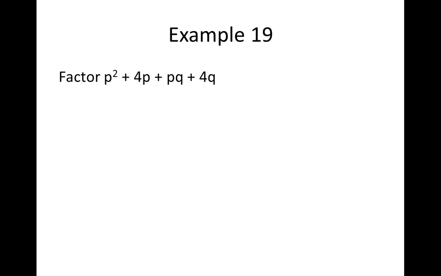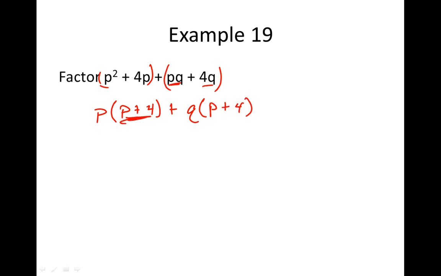We'll just do a few more of these. Example 19. Okay, first grouping, second grouping. So what can I pull out of here? I can pull out a p, and I'm left with p plus 4. Plus, what's common in these two terms? Good, q. So I've got p plus 4. Well, isn't that nice? P plus 4, p plus 4. So pull out your p plus 4. And what are you left with?